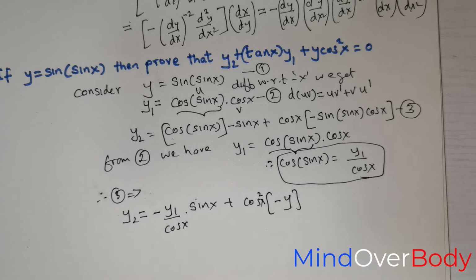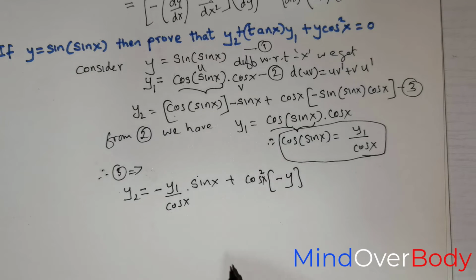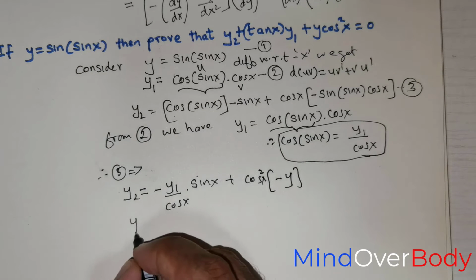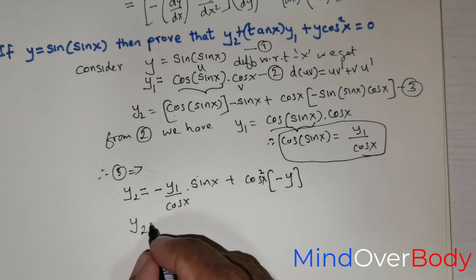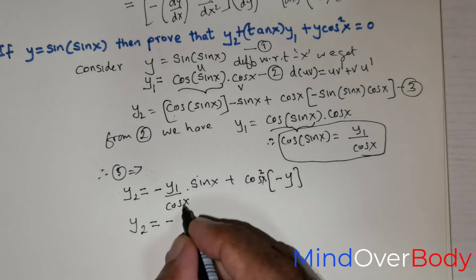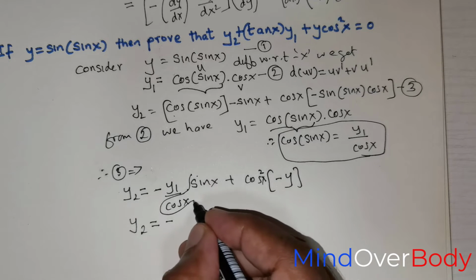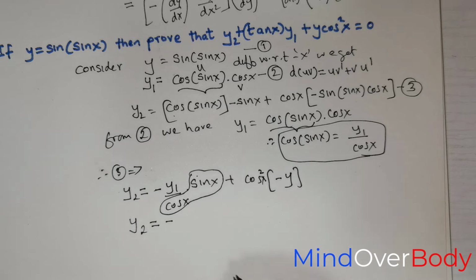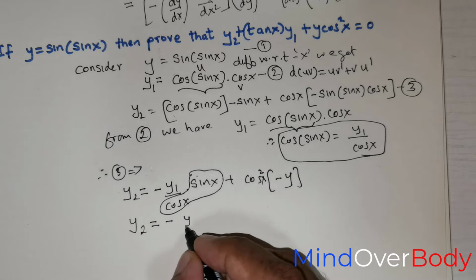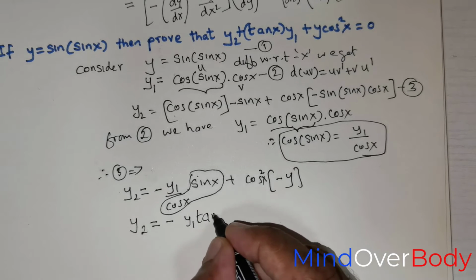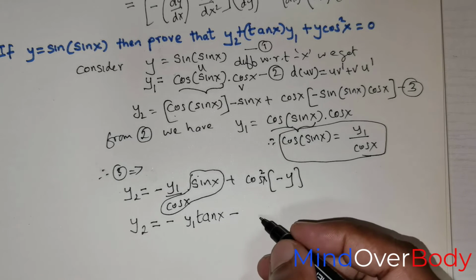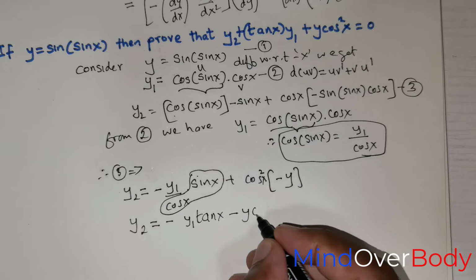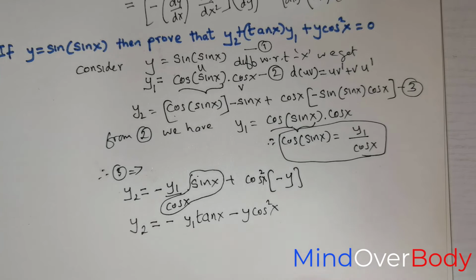So this expression is what we have got. Now we can further rewrite this as y2 is equal to negative sin x over cos x. What is that? That's tan x, right? So it's going to be y1 times tan x negative y times cos squared x.